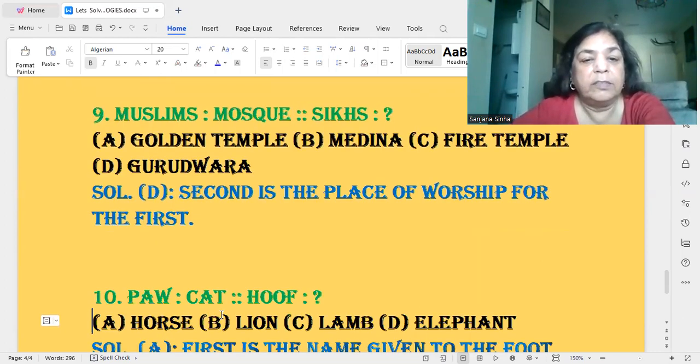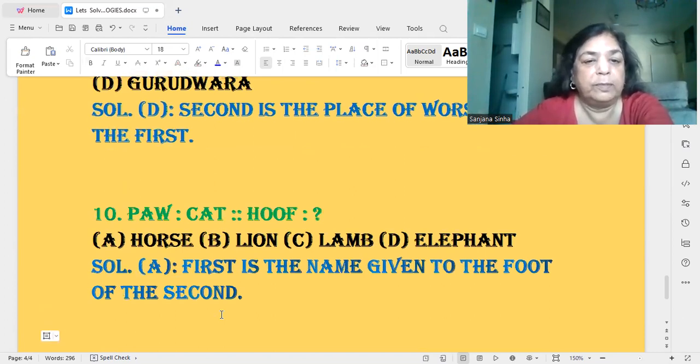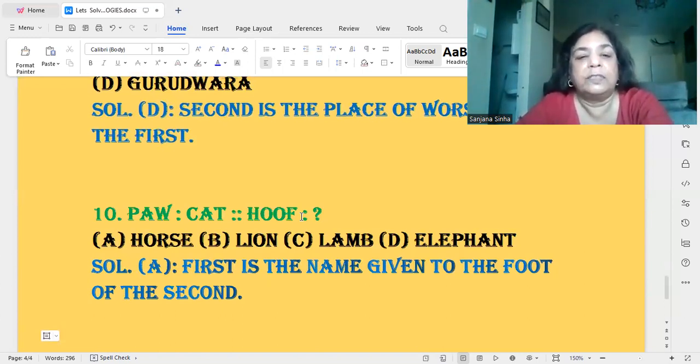And the easiest, the last one, is about foot, pair, panja. The paw is what the feet of a cat are called. Cat, paw, and hoof. Can it be horse? Can it be lion, lamb, or elephant? So the answer is hoof, of horses. The horses have hoofs. The first is the name given to the foot of the second.